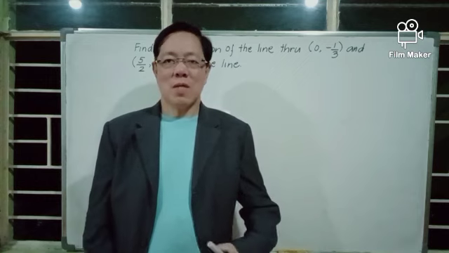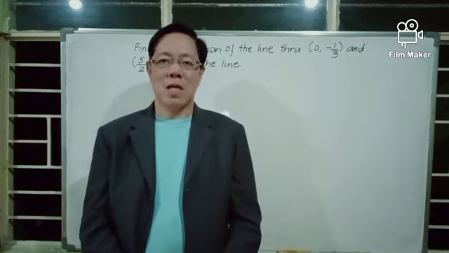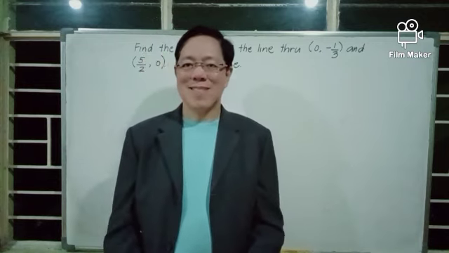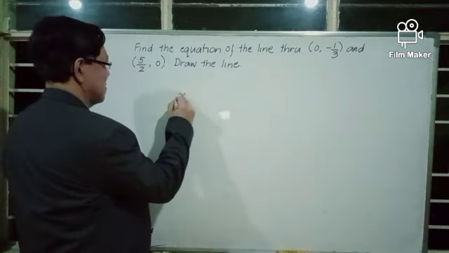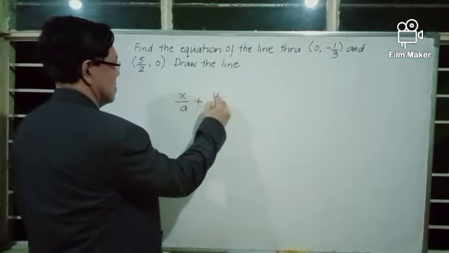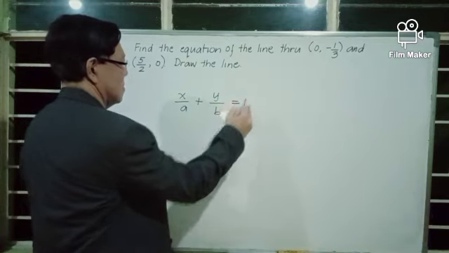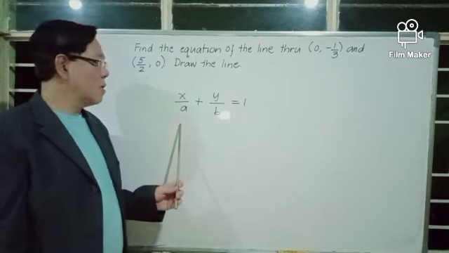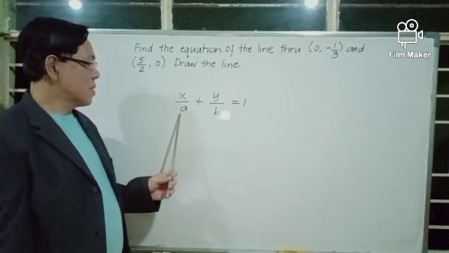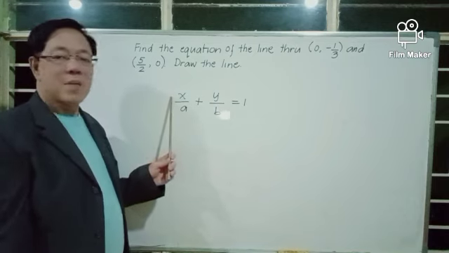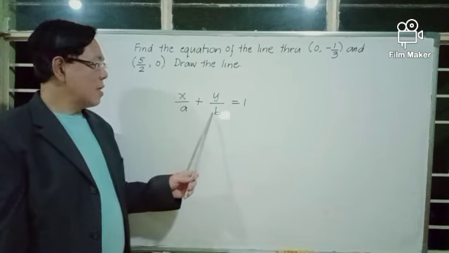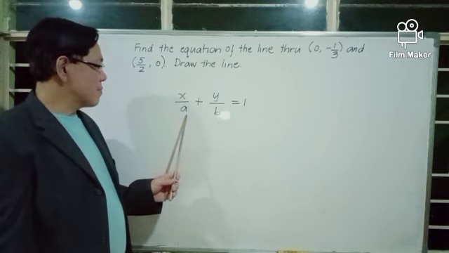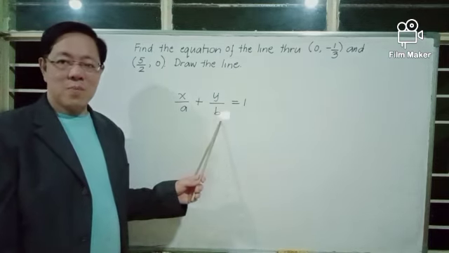For today, we will take up the intercept form of equation of a line. And the equation of the line in intercept form is given by the following. This is known as the intercept form of the equation of a line, where the denominator a of x is the x-intercept and the denominator b of y is the y-intercept. The a and b given here are the intercepts of the line.